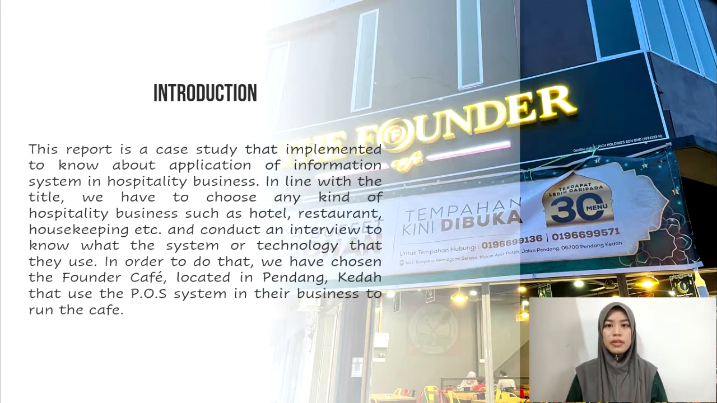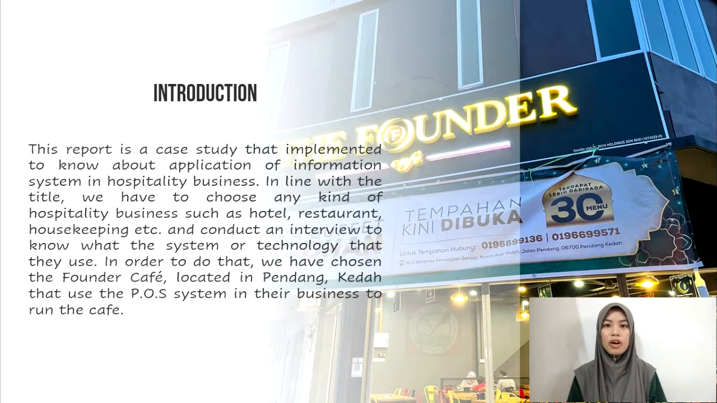Introduction. This report is a case study implemented to learn about the application of information systems in the hospitality business. In line with the title, we have to choose any kind of hospitality business such as a hotel, restaurant, housekeeping and so on, and conduct an interview to know what system or technology they use. In order to do that, we chose the Founder Cafe located in Pendang, Kedah, which uses the POS system in their business information system.